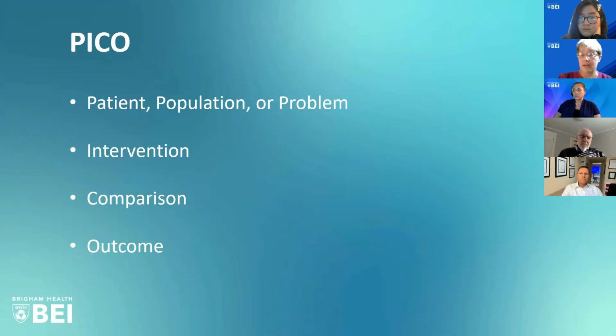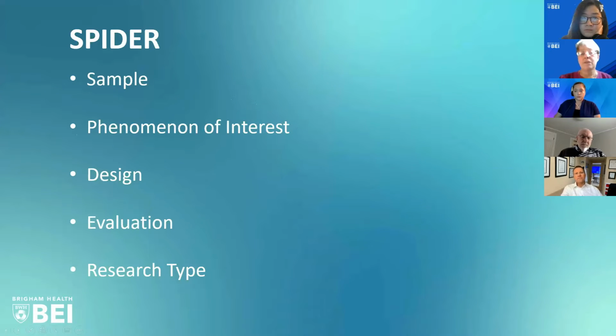So that's what the PICO is: patient population, problem, intervention, comparison, or outcome. Next slide. And then the SPIDER is probably something that you're all more interested in using, perhaps. It's going to consist of the sample population, the phenomena of interest, the design that you choose to take, how you're going to evaluate your sample, and what type of research you're going to actually use.